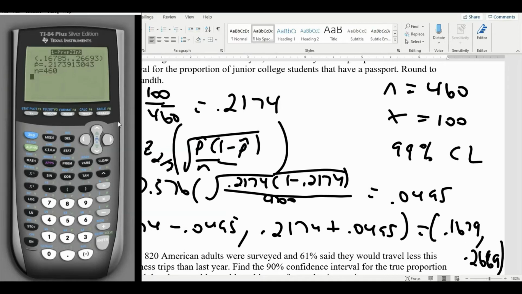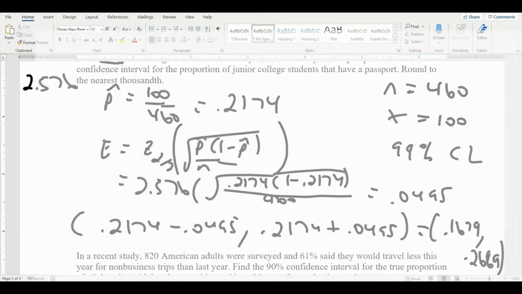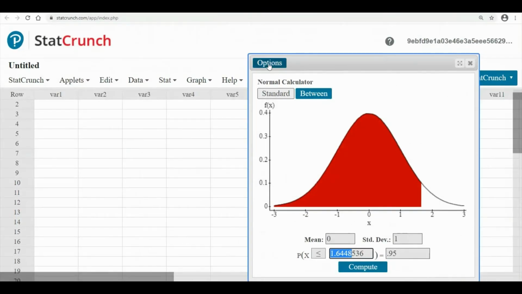Now, do you understand why I've been showing you this? I'm trying to make your lives a lot easier. Please take advantage of your calculator, or if you don't have a calculator, which is fine, StatCrunch works just as well.